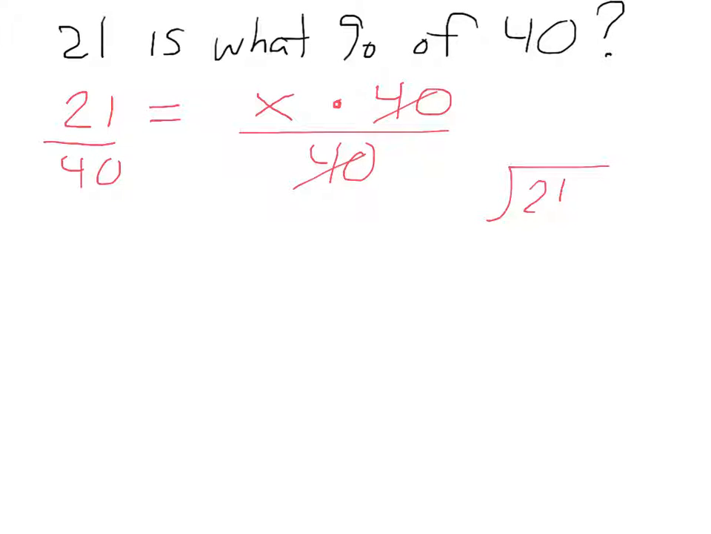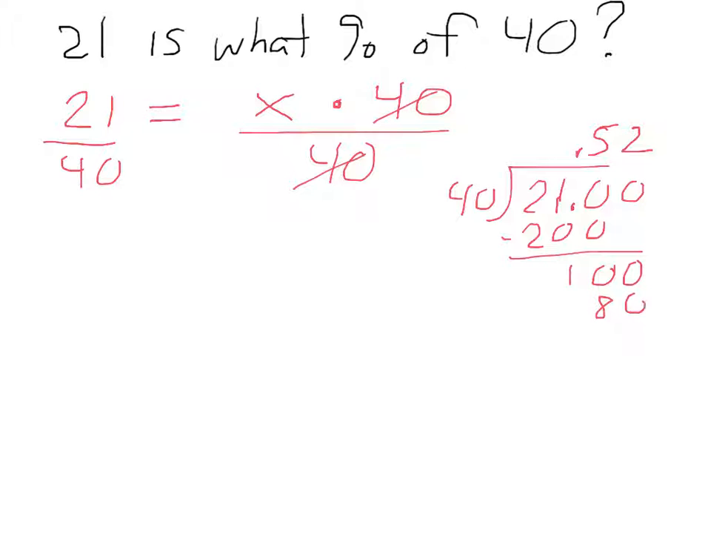21 divided by 40. Well, 40 doesn't go into 21. So I add my decimal and add a 0. 40 goes into 210 5 times, and that's 200. When I subtract, I get 10. Add a 0 and bring it down. 40 goes into 100 twice. That's 80. When I subtract, I get 20. Add a 0 and bring it down, and 40 goes into 200 5 times. So what I end up with is 0.525 equals x.